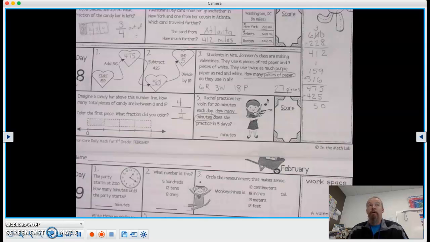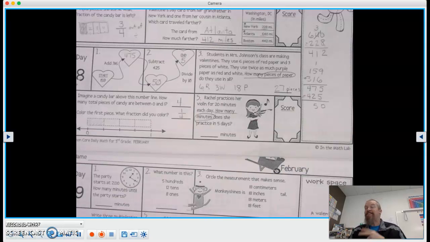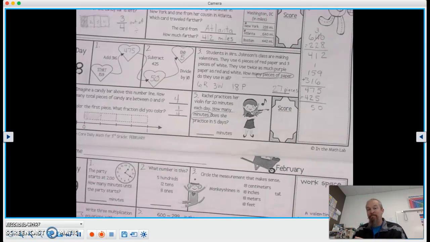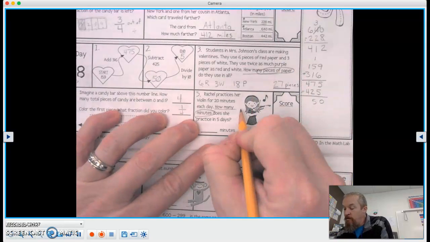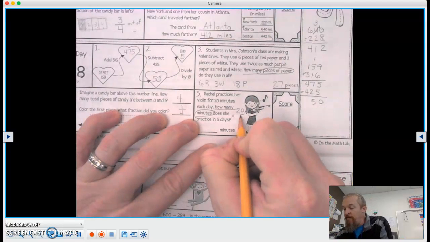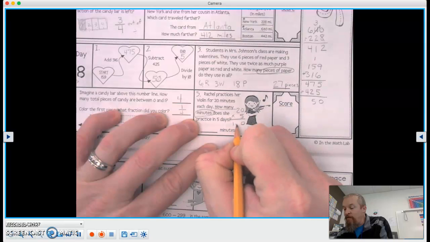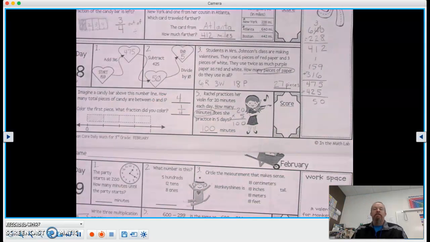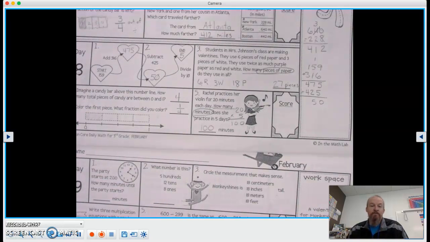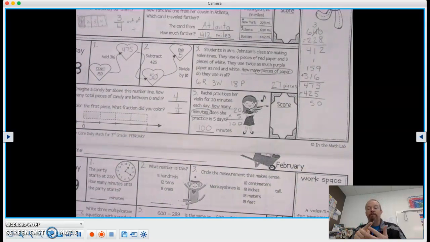So day 1 is 20. Day 2 would be 20 plus 20 is 40. Day 3 would be 20, 40, 60. Day 4, 20, 40, 60, 80. Day 5, 20, 40, 60, 80, 100. Or 20 times 5 equals 100 minutes. Sometimes it's just easier to count. 20, 40, 60, 80, 100.